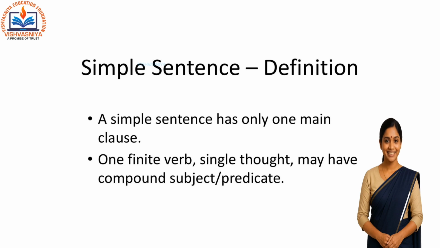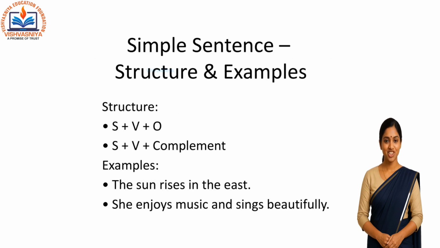A simple sentence has only one main clause. Characteristics: one finite verb. Expresses a single thought. May have a compound subject or predicate. Structure patterns: subject plus verb plus object; subject plus verb plus complement; subject plus verb plus adverbial. Examples: the sun rises in the east. She enjoys music and sings beautifully.